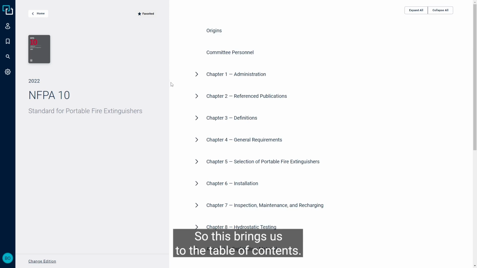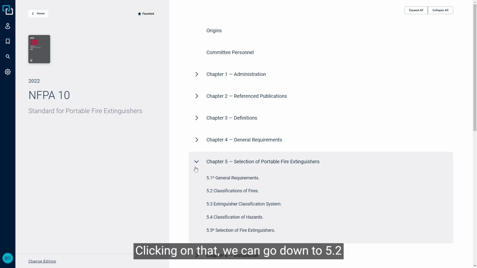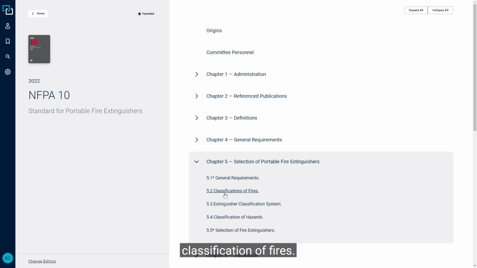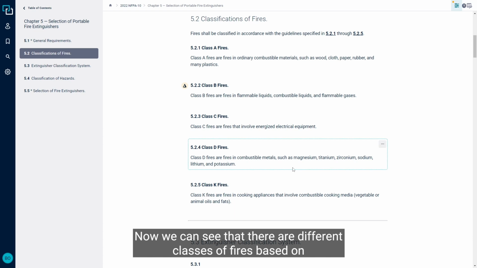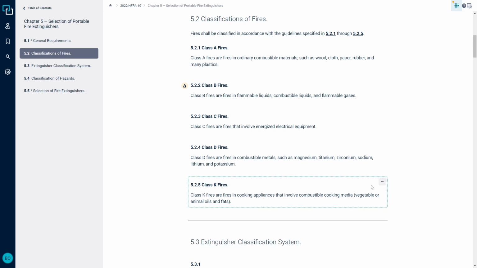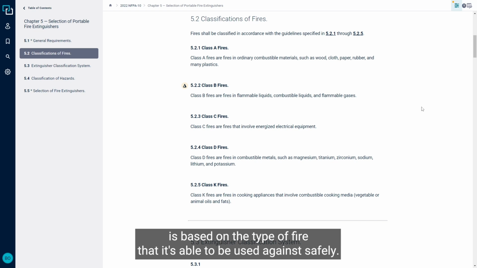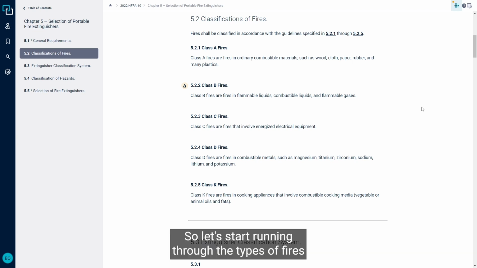So this brings us to the table of contents, and let's go down to Chapter 5, Selection of Portable Fire Extinguishers. Clicking on that, we can go down to 5.2, Classification of Fires. Now we can see that there are different classes of fires based on what is currently on fire. So, the rating a portable fire extinguisher receives is based on the type of fire that it's able to be used against safely. So, let's start running through the types of fires.